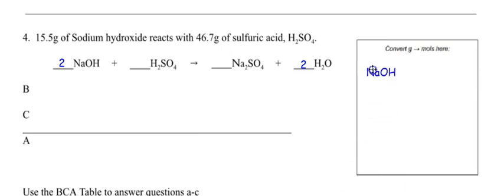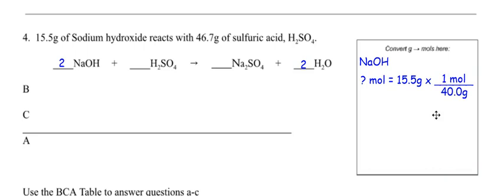All right, so let's do sodium hydroxide first. So how many moles is in 15.5 grams of sodium hydroxide? All right, I looked at my periodic table, and 1 sodium plus 1 oxygen plus 1 hydrogen adds up to 40. And then that's 1 mole. So 15.5 divided by 40 is 0.388. So what do I do with that number? I put it right here.